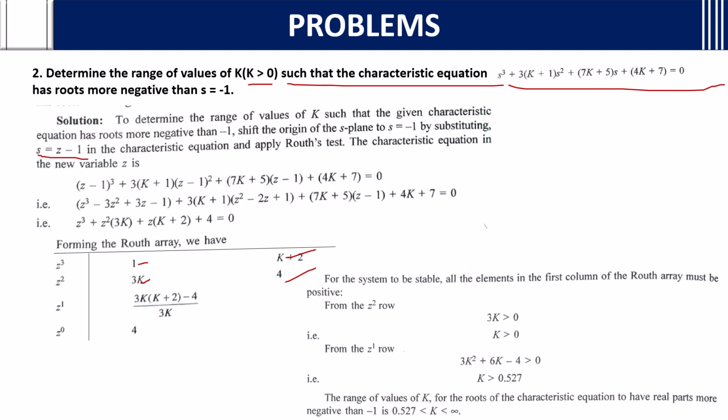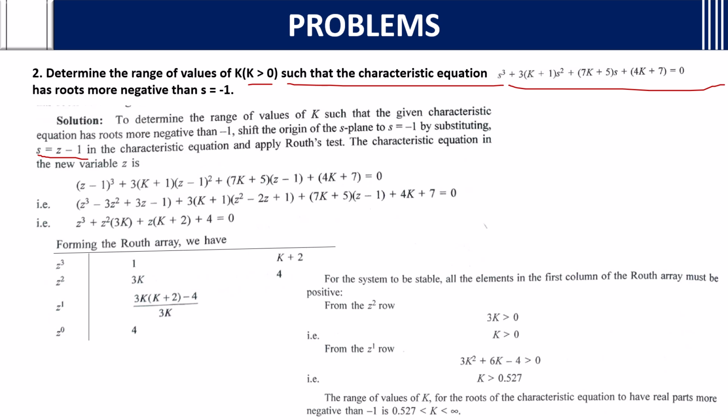We need to find the range of k here. How? 3k into (k plus 2) minus 1 into 4, divided by 3k. Then (3k into (k plus 2) minus 4) by 3k; if you multiply and subtract 3k into 0 and divide by this value, you will lastly be left with the value 4. If you see the first column, we don't know whether it will be positive or negative. Why? Because we don't know the k value.